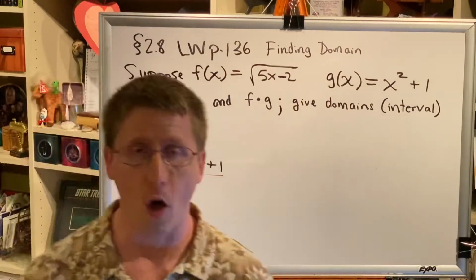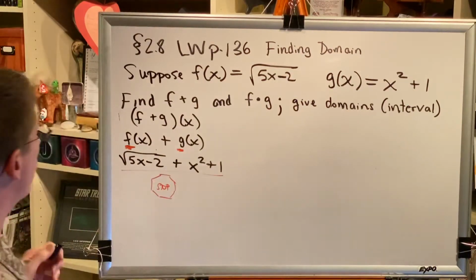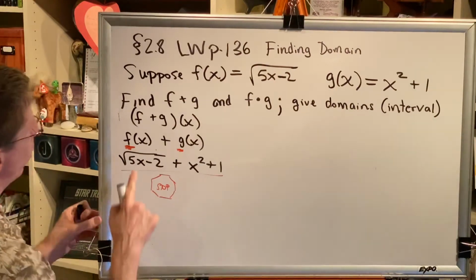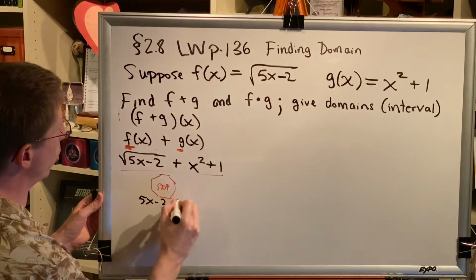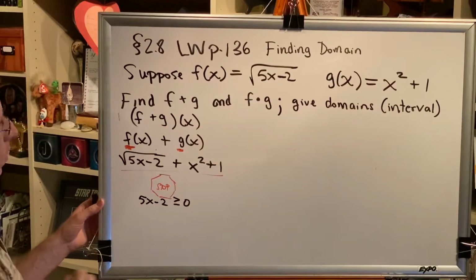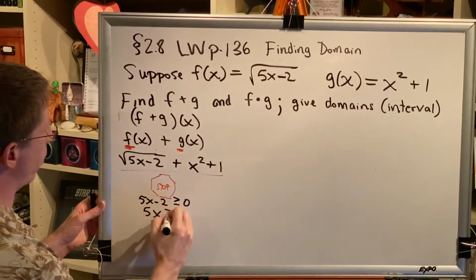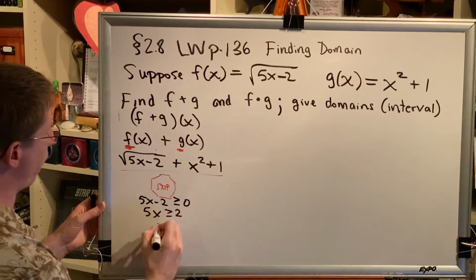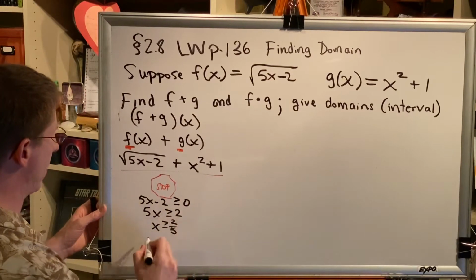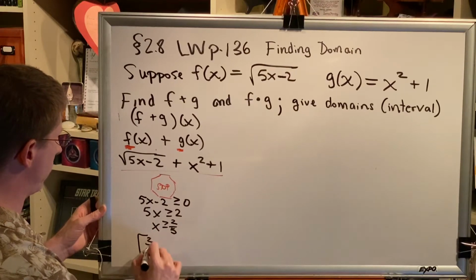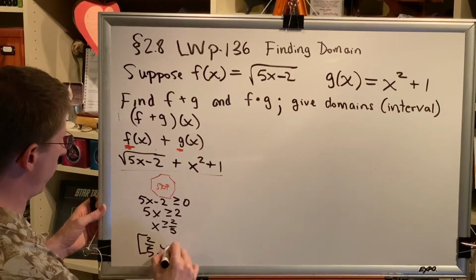Step 1, start with all real numbers. Step 2, even radicands greater than or equal to 0. Our even radicand is 5x minus 2. So that has to be greater than or equal to 0. We get 5x is greater than or equal to 2, and divide by 5 on both sides. X is greater than or equal to 2/5. As an interval, that would be 2/5, comma, infinity.